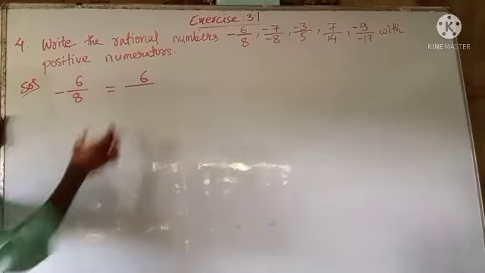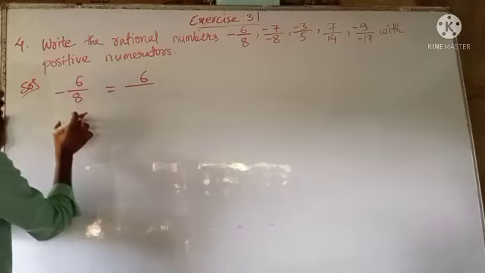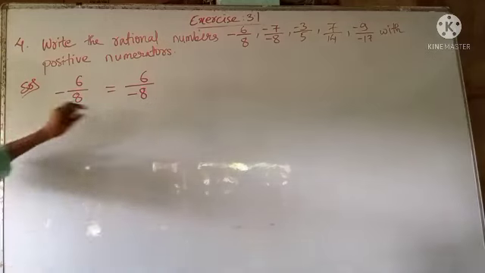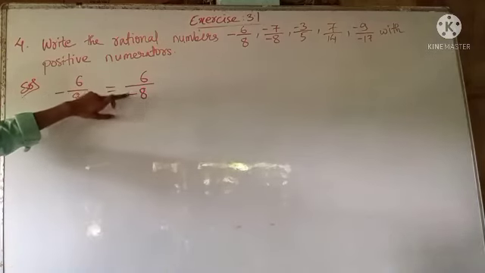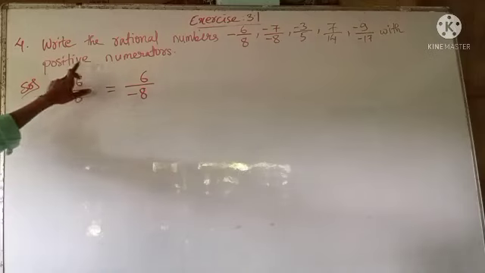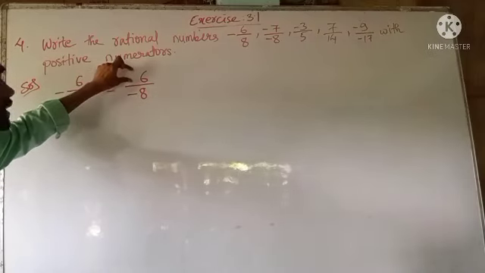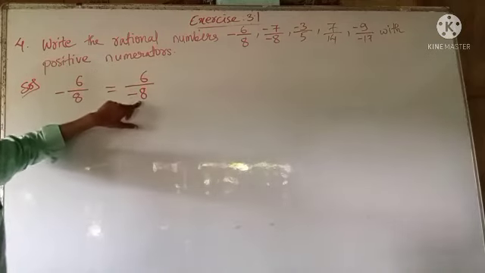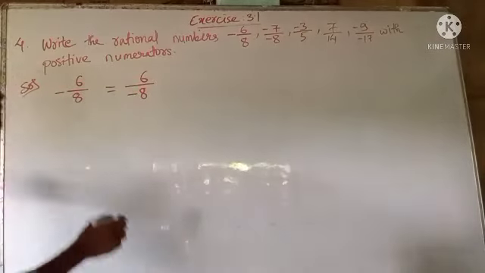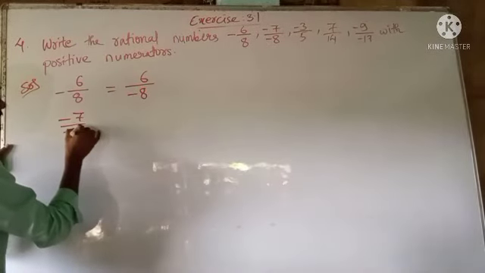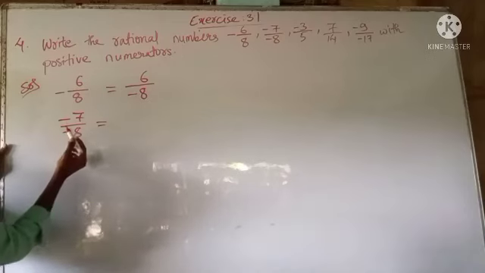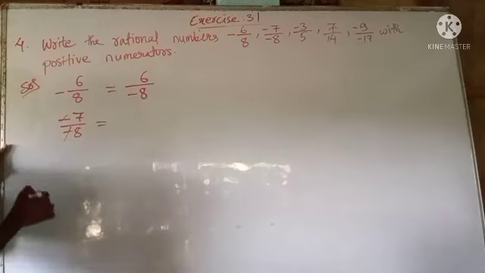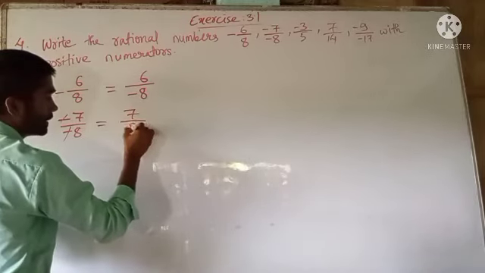So minus 6 we are converting into the form of 6, and this minus sign we can write in the denominator's place. That is minus 8. This minus sign we could write in the numerator's place and in the denominator's place also, but here it is said the numerator should be positive. So we have written this minus sign in the denominator's place. In the same way, minus 7 by minus 8. Here we can see that the minus sign is both in the numerator and in the denominator's place, so we can cancel them. So it will be changed into 7 by 8.